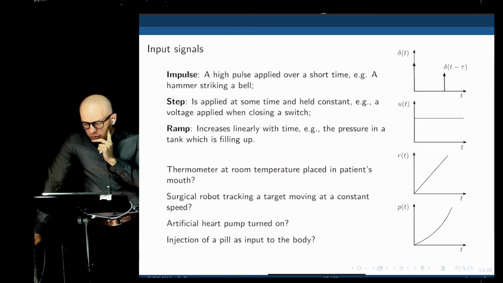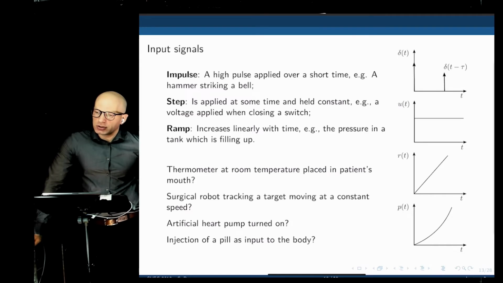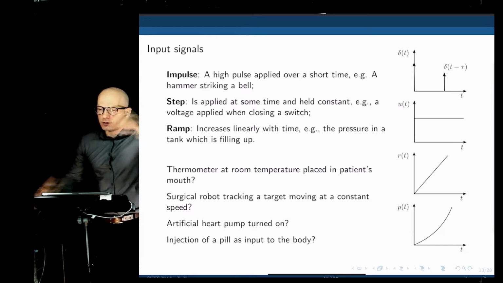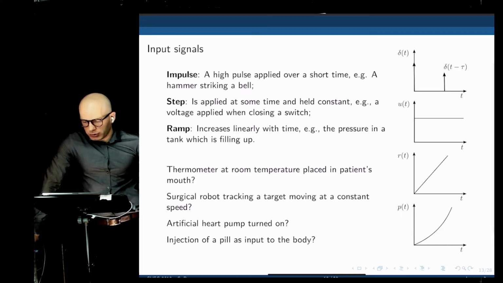A surgical robot tracking a target moving at a constant speed. What kind of input is that? We have a surgical arm that is tracking something that moves with a constant speed. What kind of input would that be? Step again?